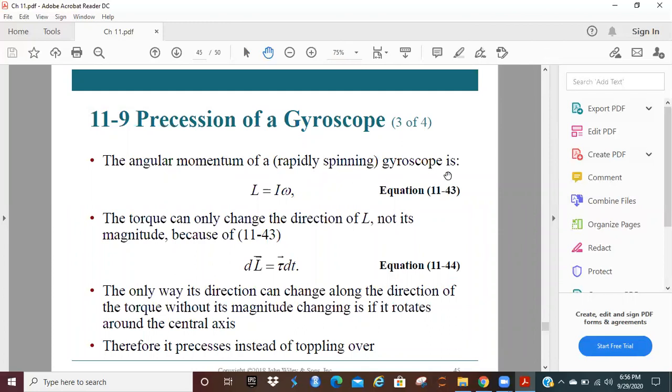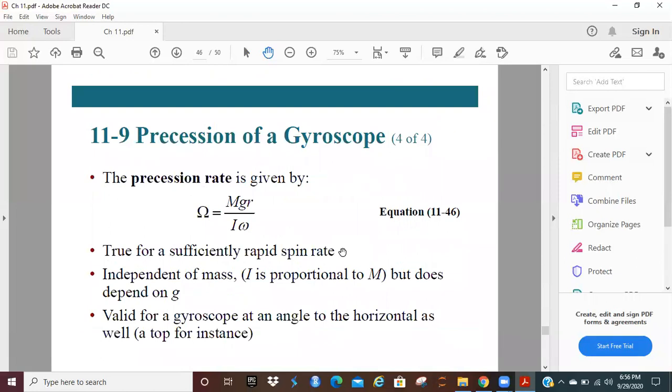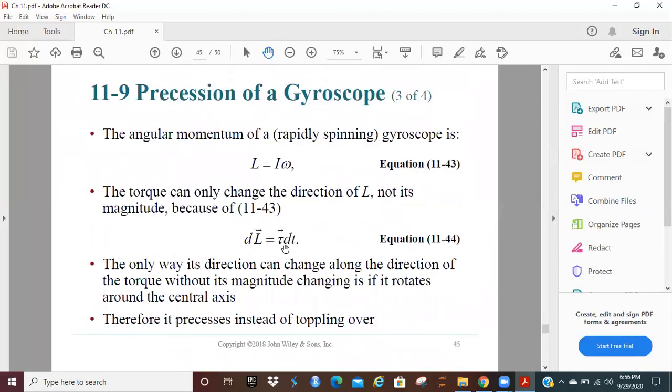The angular momentum of a rapidly spinning gyroscope is going to be the same as what we've seen before. The torque can change only the direction of L and not its magnitude. The reason being, torque is defined as the change in the angular momentum divided by the time. If you bring that over here, this is the equation that you end up with. The only way its direction can change along the direction of the torque without its magnitude changing is if it rotates around the central axis. So therefore, it precesses as opposed to toppling over.